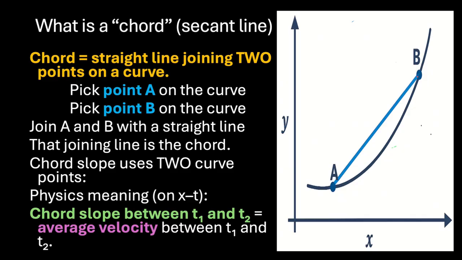How do we draw a secant? You pick point A, point B, join A and B, and the slope of this chord gives us the average velocity.